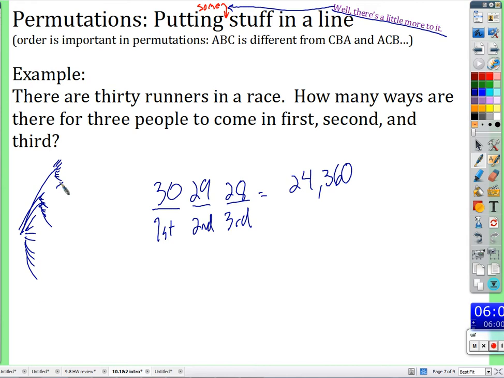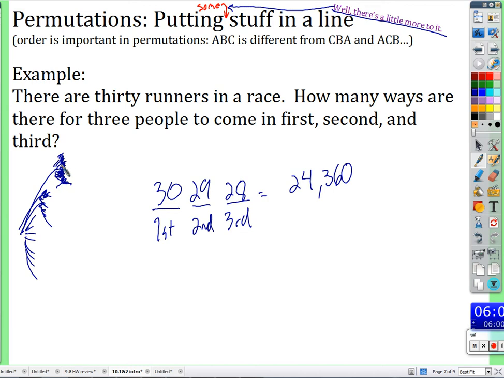And after we pick a second place, we find out who's in third place. That's 28 possibilities. Every one of these has 28 possibilities branching off of them. 28, 28, 28, 28, 28, and so on. And so we have these 30 times 29 times 28. And that's how many possibilities there are.